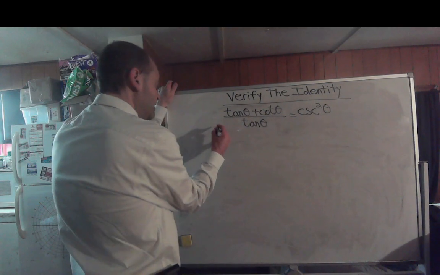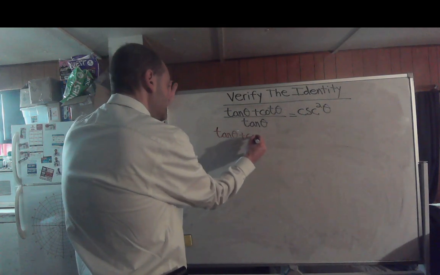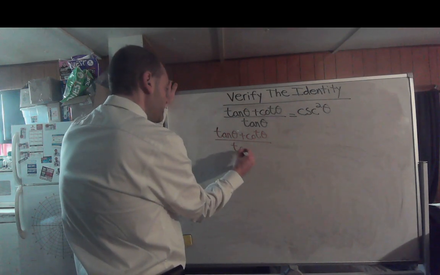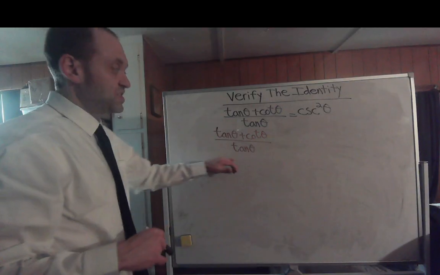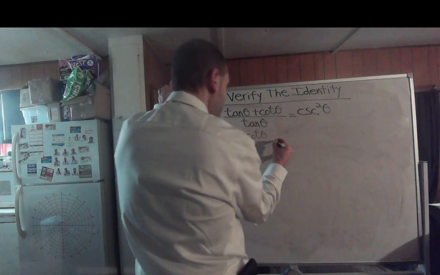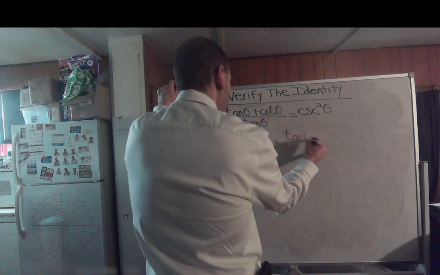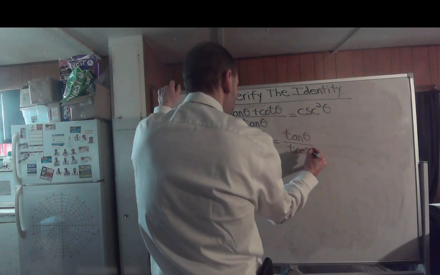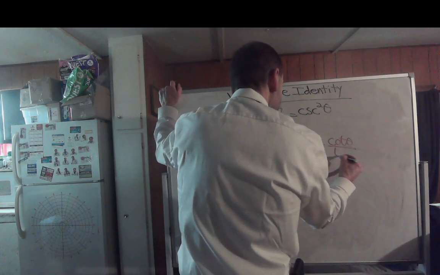So let's write out the left-hand side again. The tangent of theta plus the cotangent of theta all over the tangent of theta. Well, you have the same denominator for both terms. So in theory, you could split these up into two separate terms. That would equal the tangent of theta all over the tangent of theta plus the cotangent of theta all over the tangent of theta.